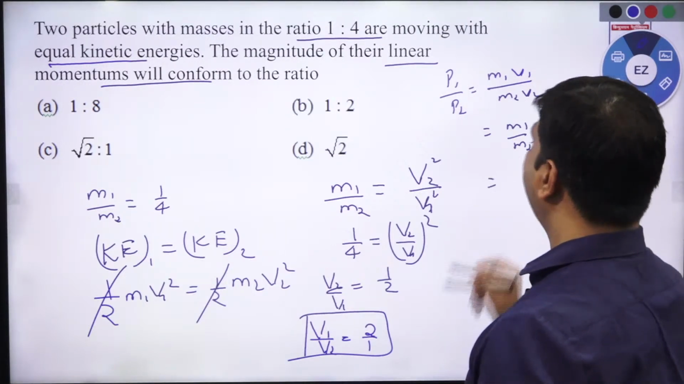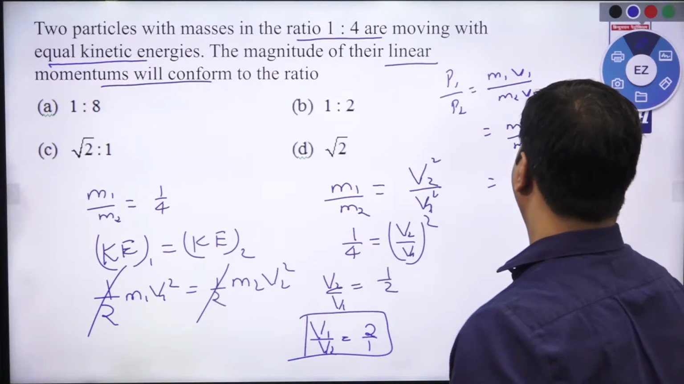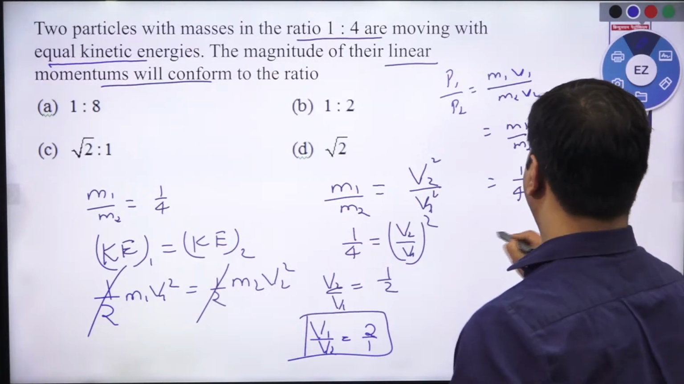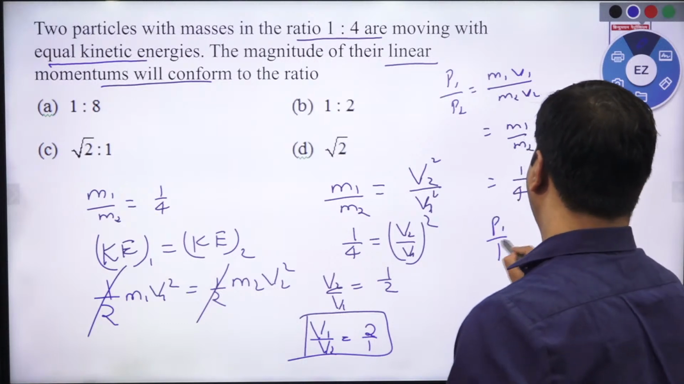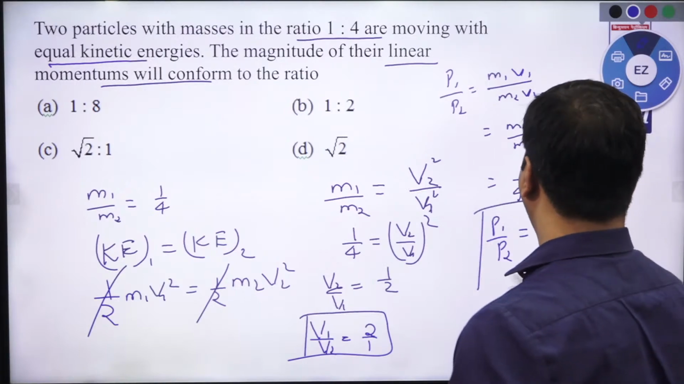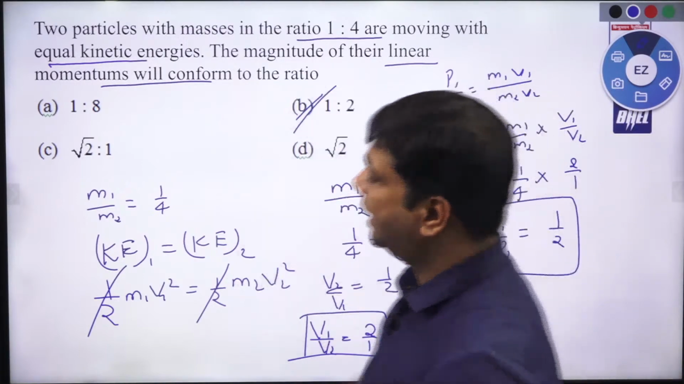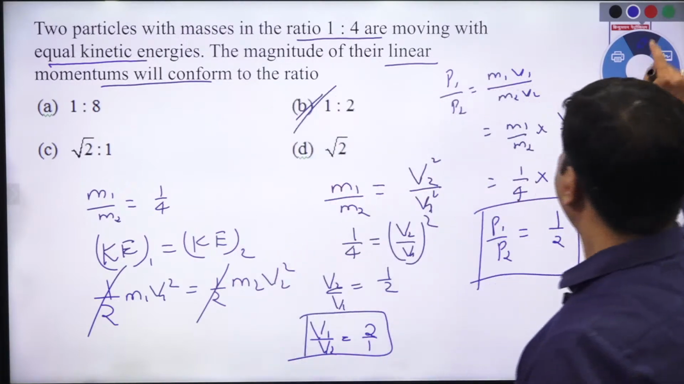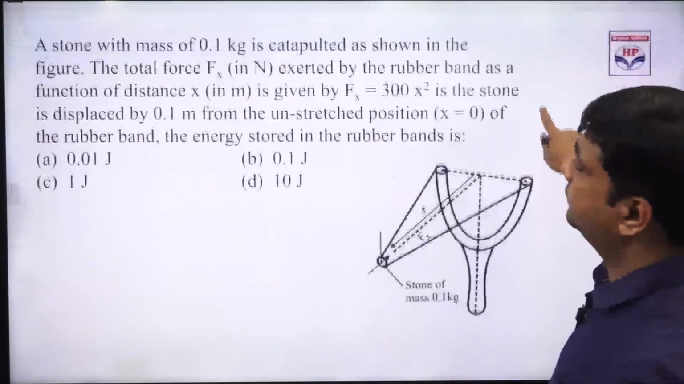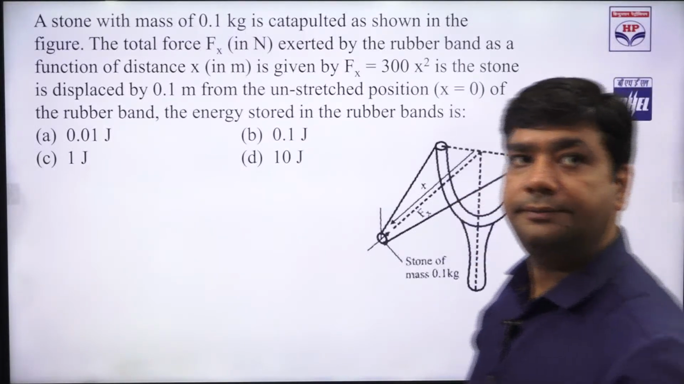So m1 by m2 has the value 1:4, multiplied by v1 by v2, whose value is 2:1. So we can write p1 by p2 comes to be 1:2. So the ratio comes to be 1:2, so the answer is B. Just solve this one.